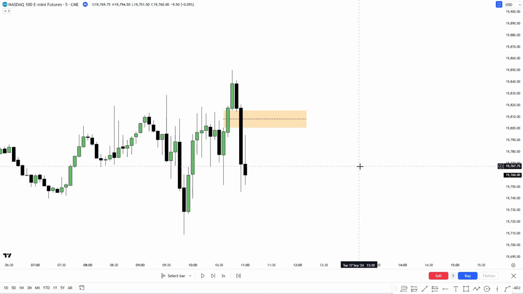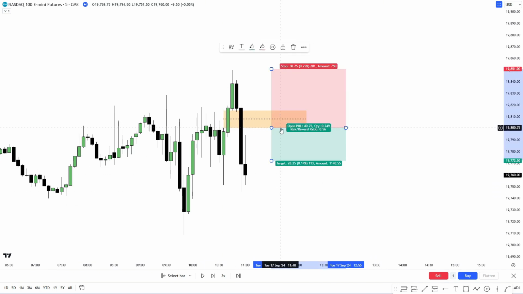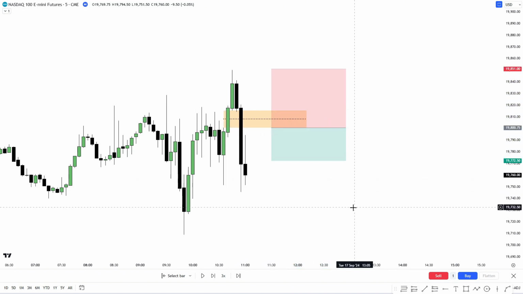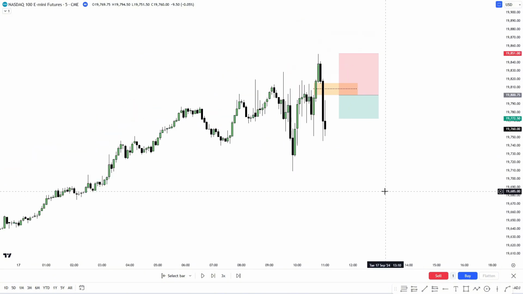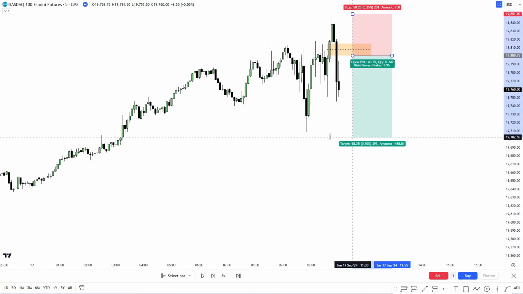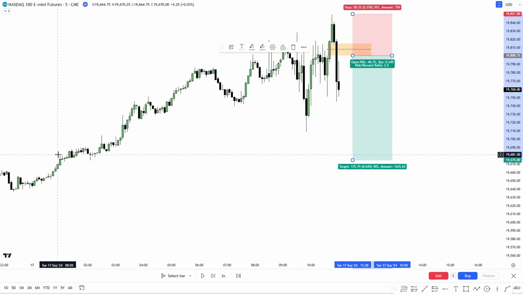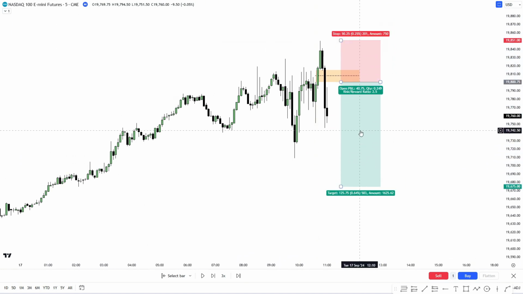However, both could be valid. Okay, so here we have our inversion fair value gap. You'd be looking to enter at the low of that inversion fair value gap with stop loss at the swing high, and then looking to target some pool of liquidity. So if we look back, you can target this low right here or this low right here for sell side liquidity for a nice 1 to 2.5 risk to reward.